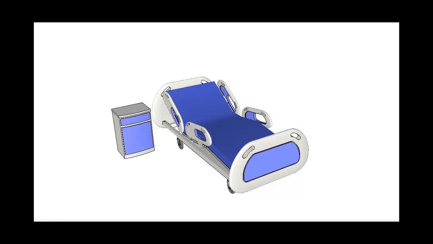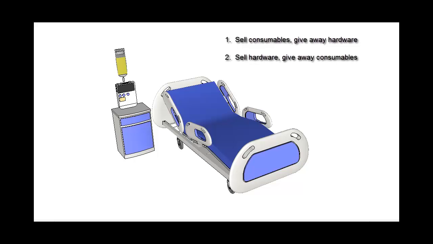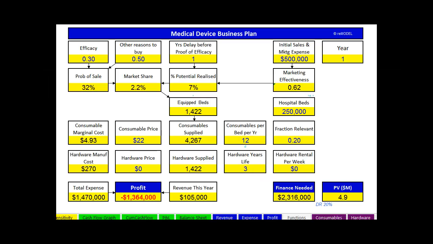The device consists of a piece of hardware and some frequently replaced consumables. We want to decide what type of business model to use. Our options are: sell the consumables but give the hardware away; sell the hardware with a nominal charge for the consumables; or rent the hardware with a nominal charge for the consumables. So let's take a look at our model's dashboard.